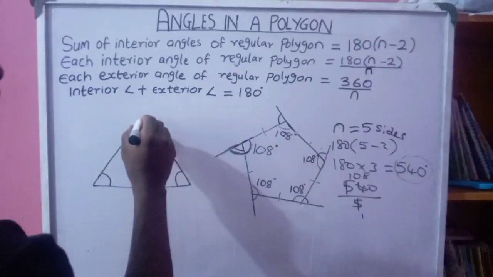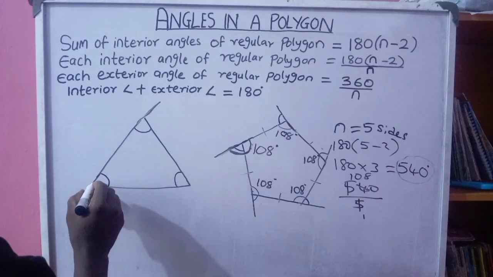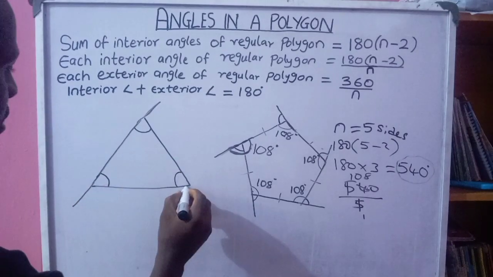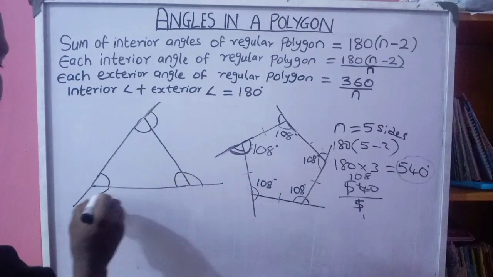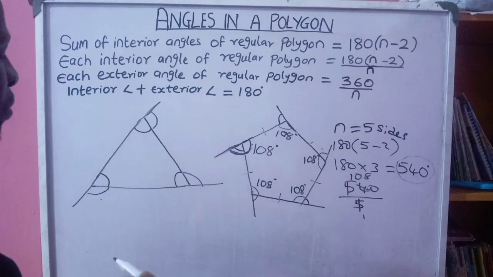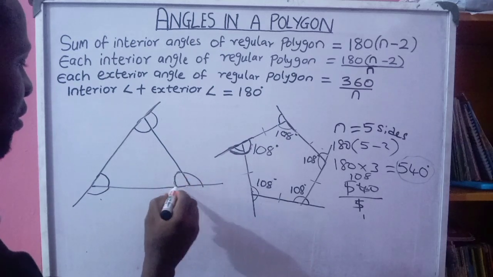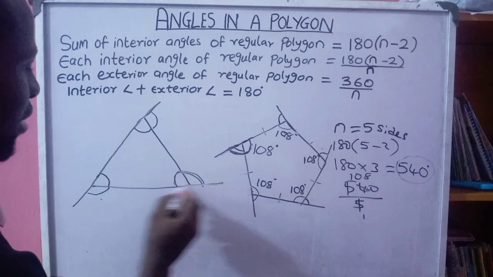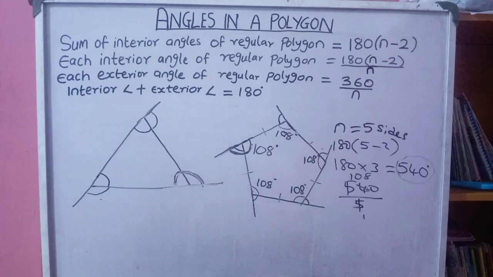You can obtain the same from a triangle here. You can obtain the same here and here. That is to say, these are the exterior angles here. So this exterior angle plus this exterior angle plus this exterior angle will give us 360 degrees. Then if we get the summation of the interior plus the exterior, that will give us angles on a straight line. That's why we said that interior plus exterior will give us 180 degrees, as we have it in our formula.